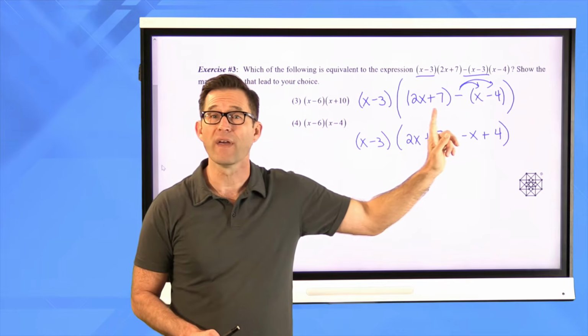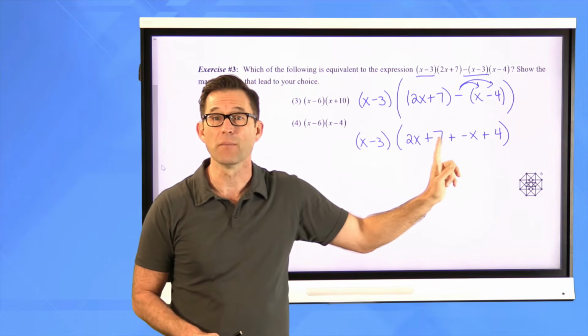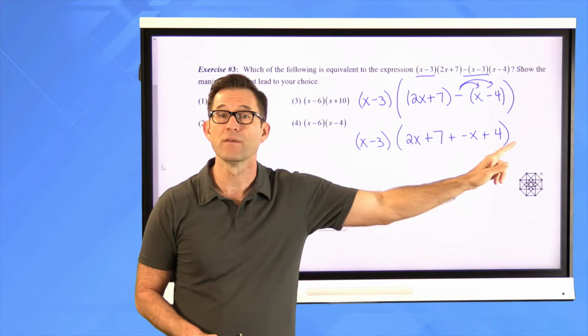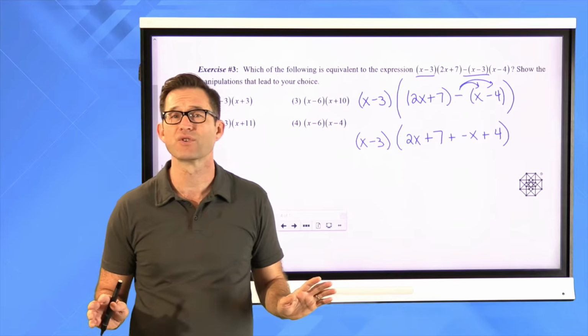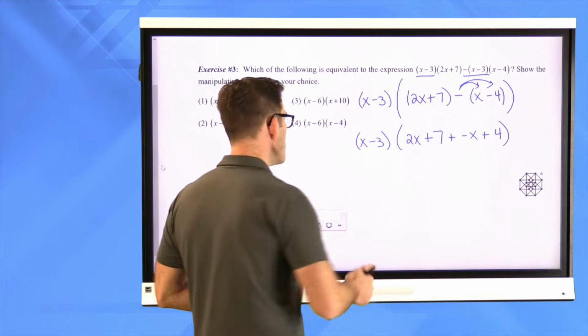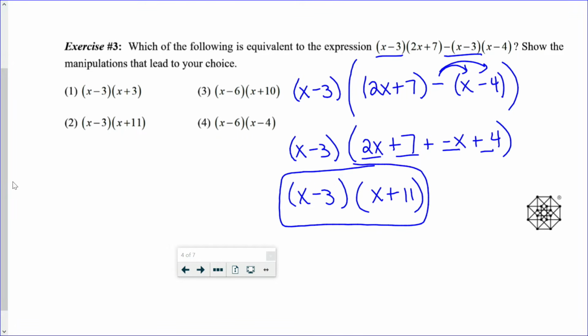But really what they have is 7 minus -4, which is the same as 7 plus 4. Very critical. Subtraction problems like this throw students off all the time. So let's finally finish it. We get x minus 3. We have 2x plus negative x is x. We have 7 plus 4, which is 11. We have x minus 3 times x plus 11 for choice 2.